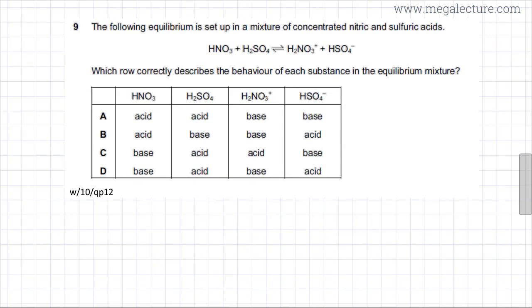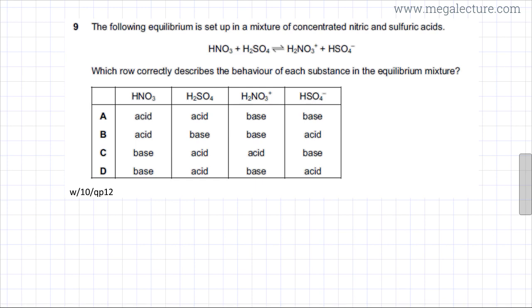The following past question reads that the following equilibrium is set up in a mixture of concentrated nitric acid and sulfuric acid. So you're given an equation and you're asked which will correctly describe the behavior of each substance in the equilibrium mixture. So this is the equilibrium mixture where you have sulfuric acid and nitric acid, and you have to figure out which one is an acid and which one is a base.